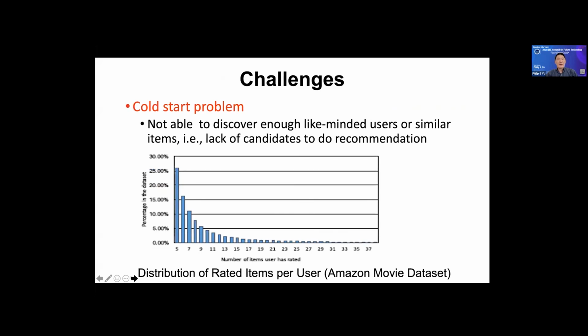But with either approach, we will have what we call a cold start problem. For example, if you look at user ratings, this is from the Amazon movie database. You can see most of the people only rate a very small number of movies, like 5 to 7. Very few people rate a large number of movies, like more than 30 or 40. But if you don't rate many movies, then it's very hard to find other like-minded people as you are. So that is what we call a cold start problem.